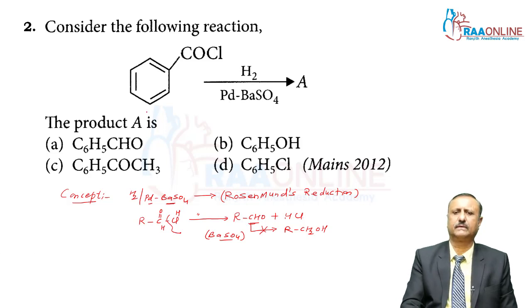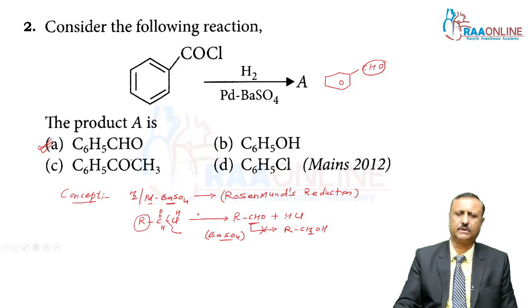So my dear students, here you can see that in place of this R, you get the benzene group. So here, C6H5 is the R, and COCl is converted to the CHO group in the presence of hydrogen and palladium BaSO4. That's why you get the answer of question number 2: answer is A. This is the correct answer. Now my dear students, here we can see question number 3.